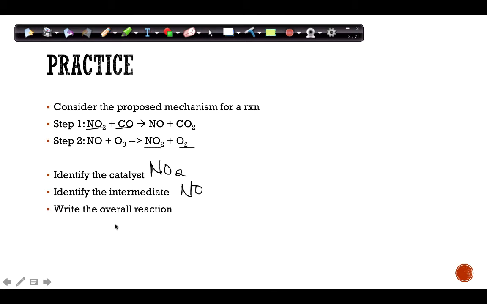All right, so I'm going to write the overall reaction. I'm going to get rid of my intermediates and my catalyst, so that'll go away, and that'll go away, and then I can just write it. So CO plus O3 produces CO2 and O2.